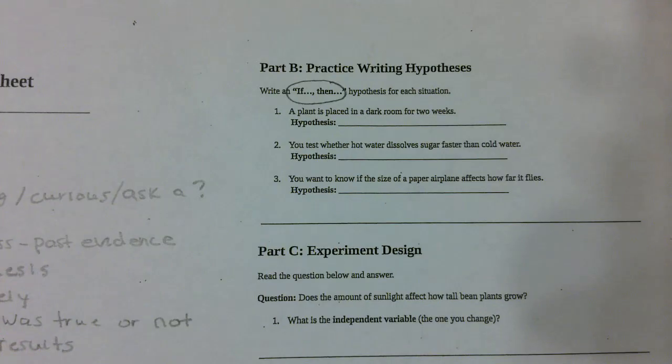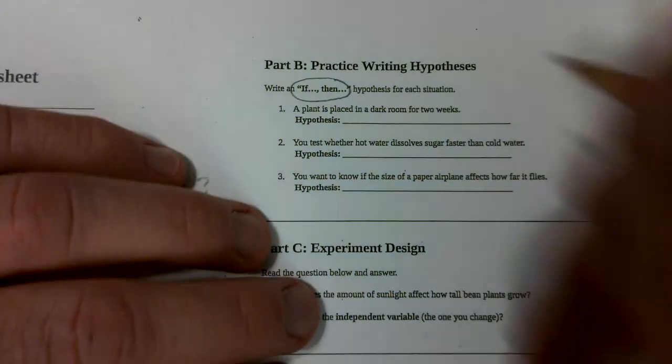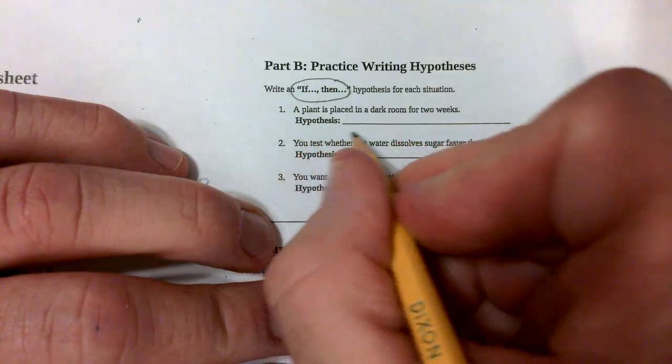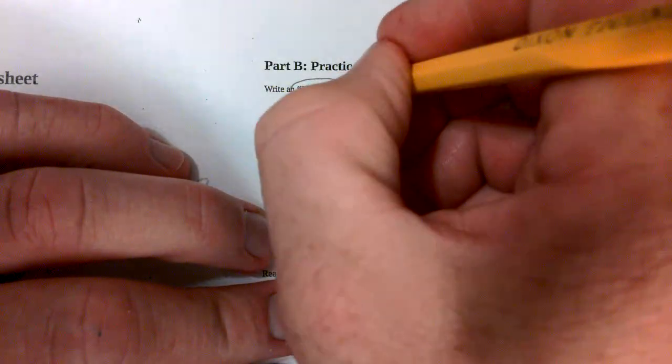It says a plant is placed in a dark room for 2 weeks. So I want you to think about a prediction that you can make if you put a plant in a dark room for 2 weeks. Well, we know that plants need sunlight, right? So more than likely, if I put a plant in a dark room for 2 weeks, it's probably going to die. And so that might be your prediction. So you're going to start with the word if. And I didn't leave you a lot of room to write here, so you need to write underneath here. Do that, but write small and write neatly.